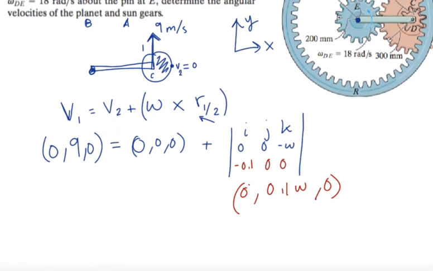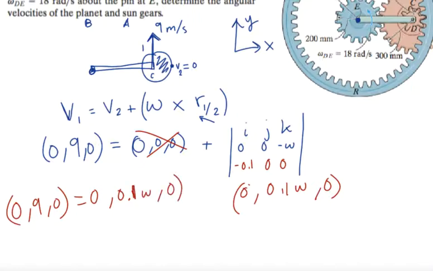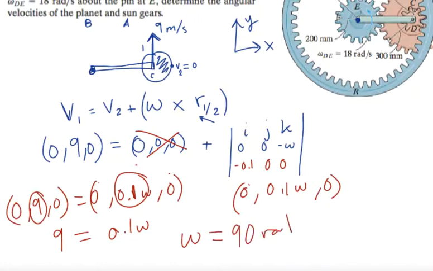So what we're left with in this equation is 0 plus this vector, which is equal to 0, 0.1 omega, 0. Let's just relate the j components. So we have 9 is equal to 0.1 omega, where this is the j and this is the j. We divide by 0.1 on both sides, so then we get omega equal to 90 radians per second.